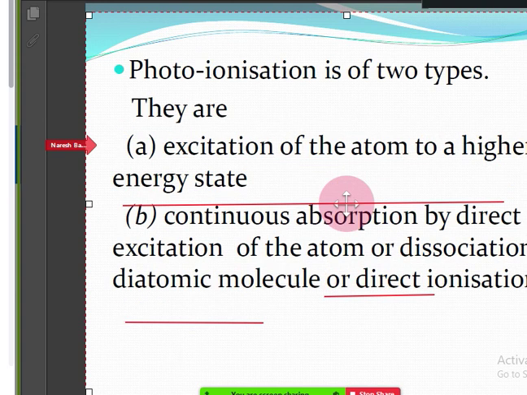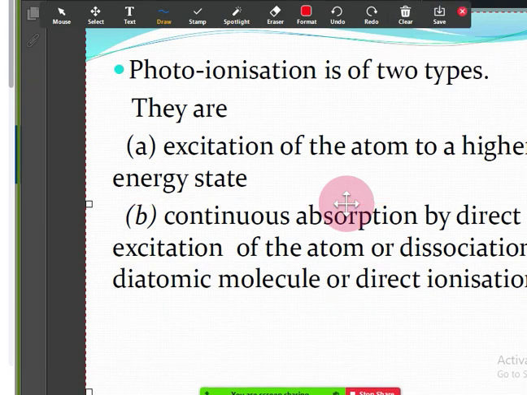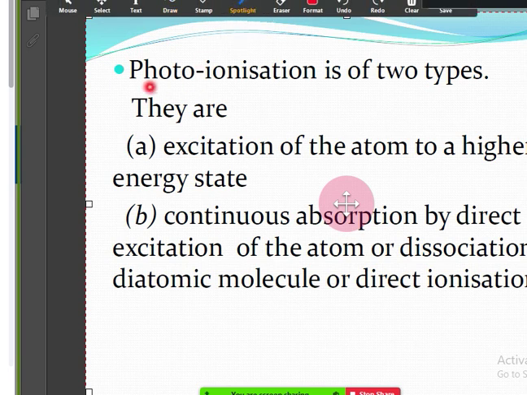So again, photoionization is of two types. The first one is the excitation of an atom to a higher energy state. So if you understand the concept of photoionization, that is enough. These are a few more additional points.